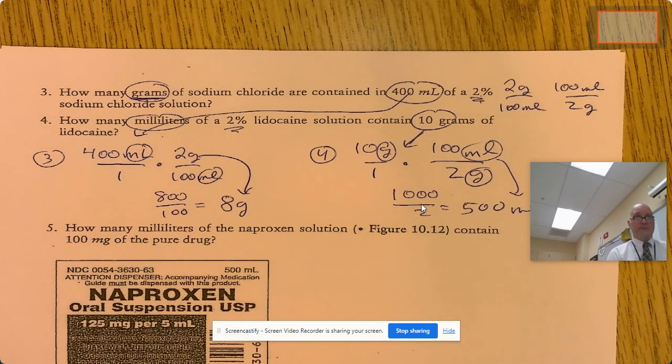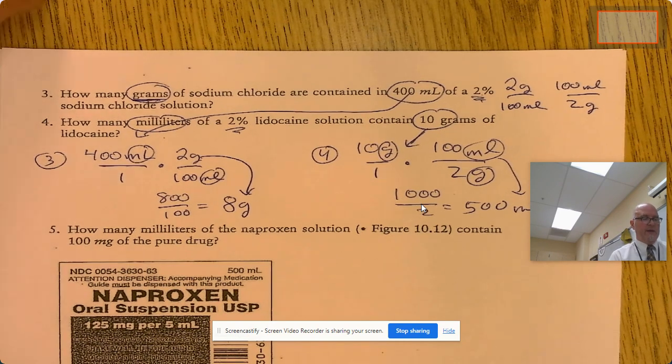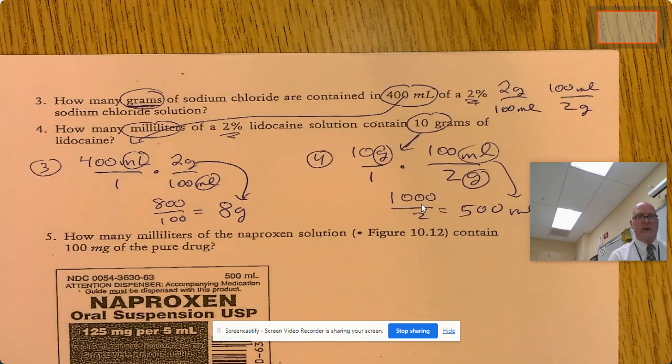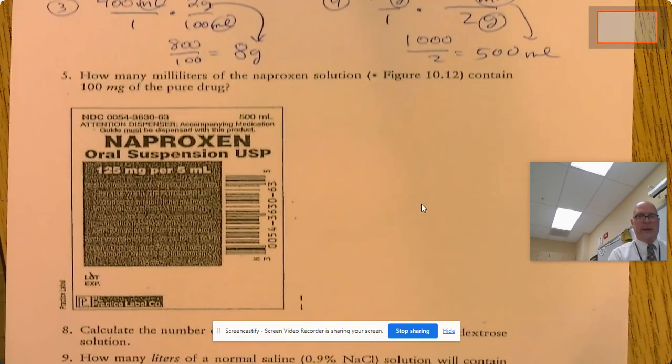mLs. So I will write down the setup for numbers 8 and 9 on this same page, as well as number 5. And then I'm going to let you look at those yourself. If you have any other questions, you should feel free to email me and let me know what is happening.